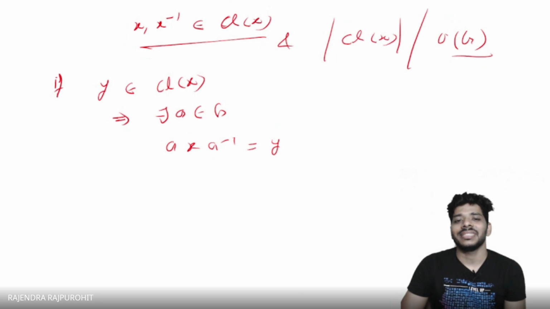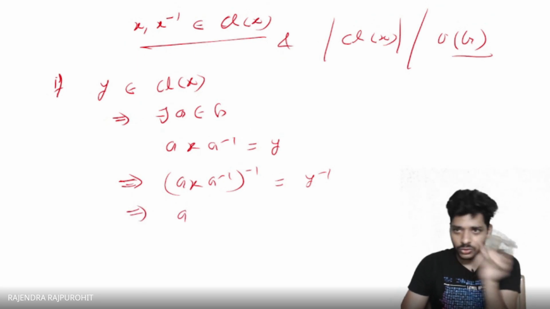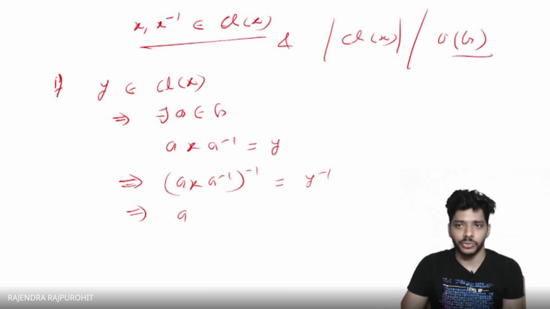Now what I can do is, if I take the inverse on both sides, what will I get? I'll get (A x A inverse) all inverse equal to y inverse. This implies that I get the inverse opened in the opposite way, right? I think you know this, the shoes and socks law. You wear socks first and then shoes, and when you are opening it, you open shoes first and then socks, or shirt and button.